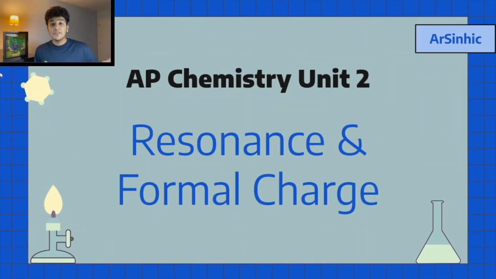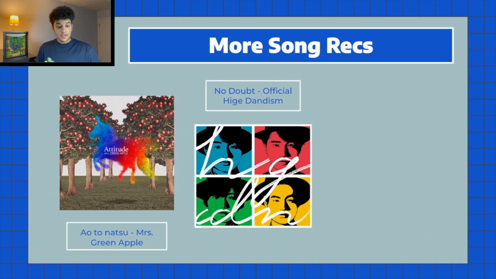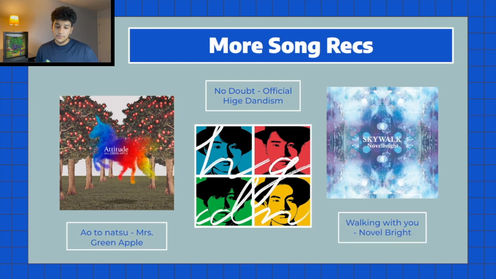Alright guys, let's start with our 3 J-pop song lyrics for today, which are Aotanatsu by Mrs. Green Apple, No Doubt by Official Hige Dandism, and Walking With You by Novel Bright.